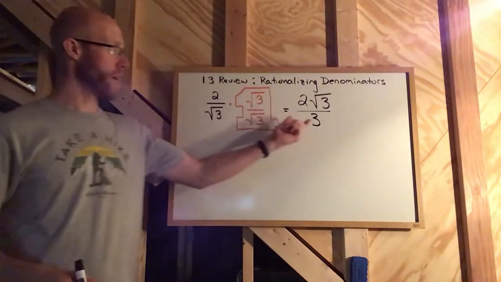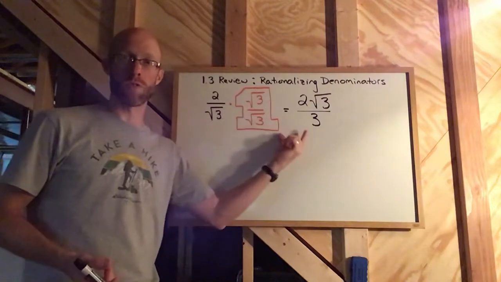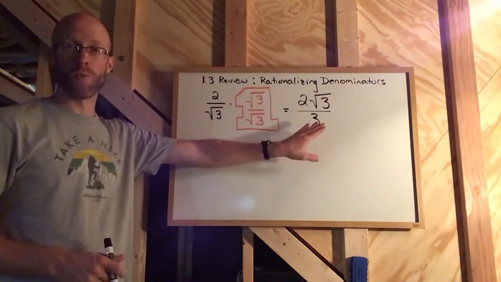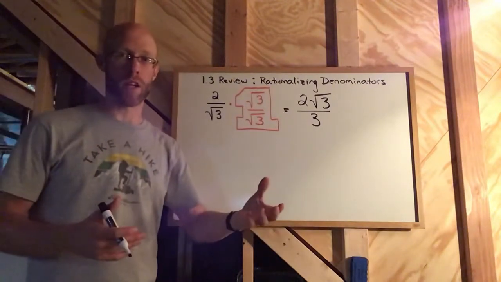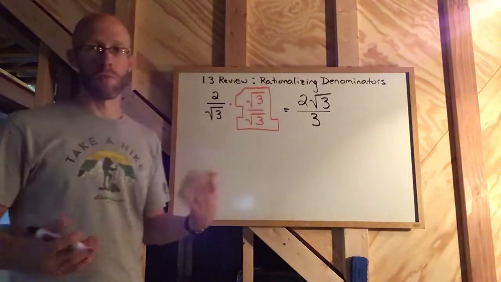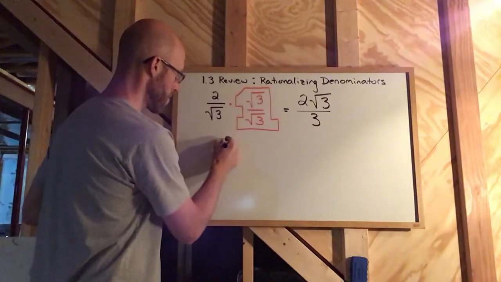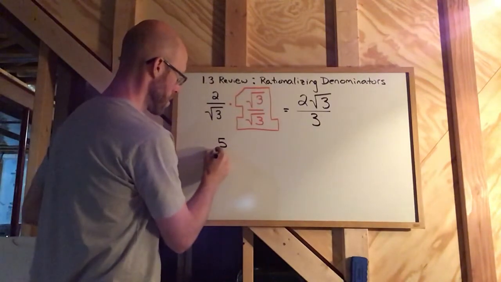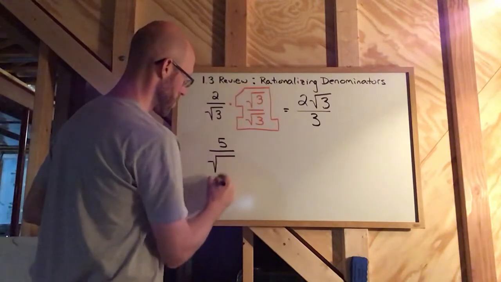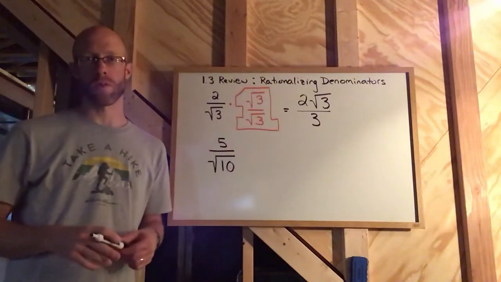So we've rationalized the denominator by essentially eliminating the root from the denominator. This fraction will be much easier to work with if we have to add and subtract fractions or find a least common denominator. Just one more quick example. We have the fraction 5 over, let's go with the square root of 10. 5 divided by square root of 10.